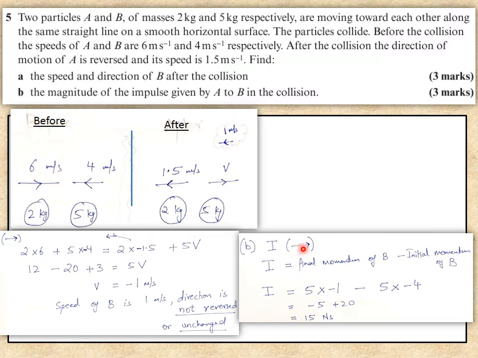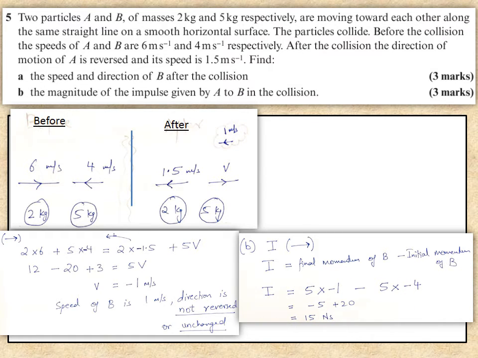Now because I am taking this as positive, this is opposite, so we have to take -1. This is the minus from the formula, this formula here. And again, because this direction is positive, this 4 is opposite to that direction, so 4 will also be negative. Solve the mathematics. Impulse is 15 newton second.